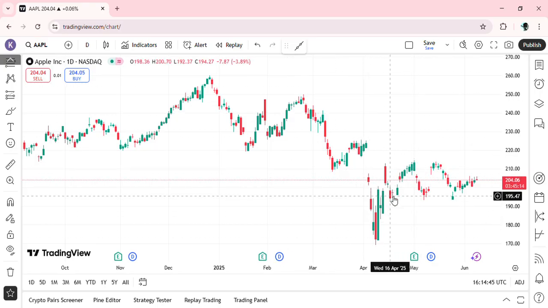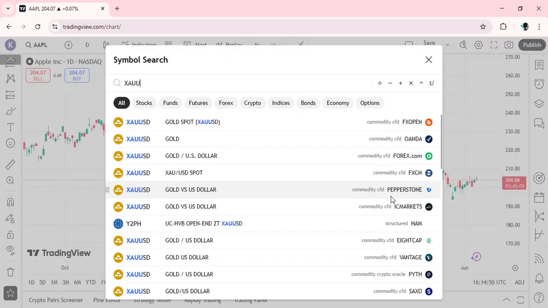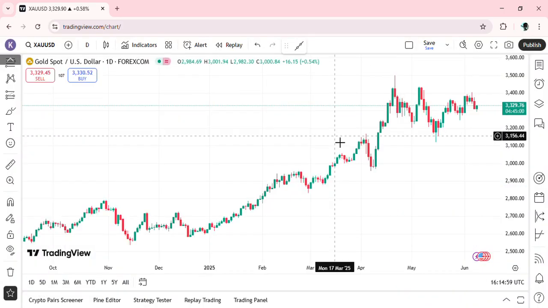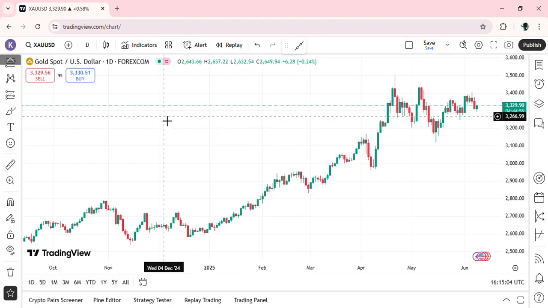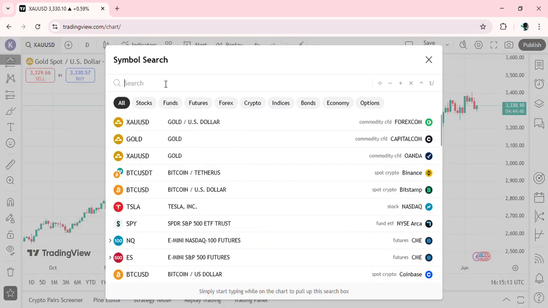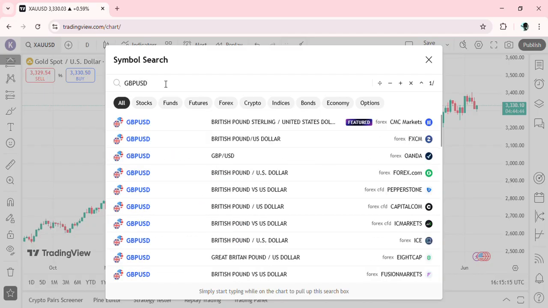Now if you want something like gold, just type on your screen XAUUSD, and then come to forex.com or any of them. It's okay, you just use any, right? If you don't want to type manually on your keyboard, click here where we have the name, and then once you click there, you can edit and type what you want, right? If it's GBP USD, you type there and click on it.